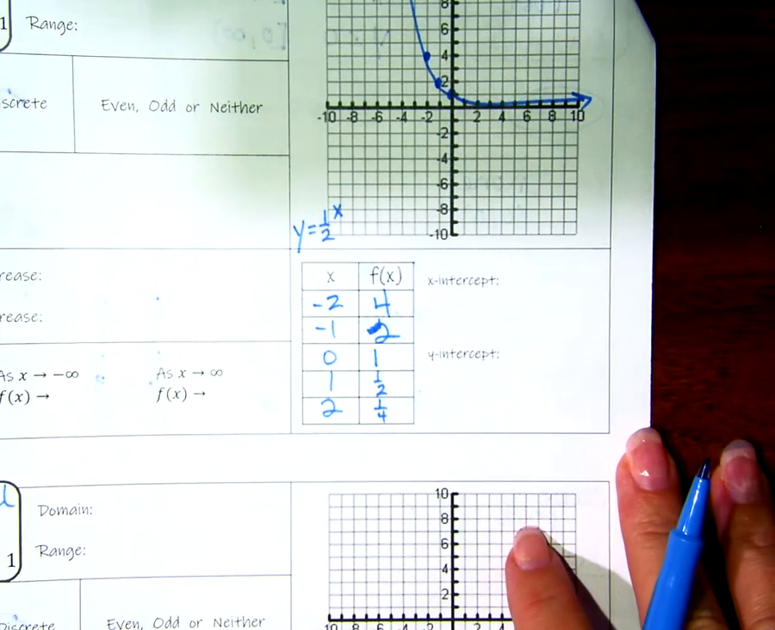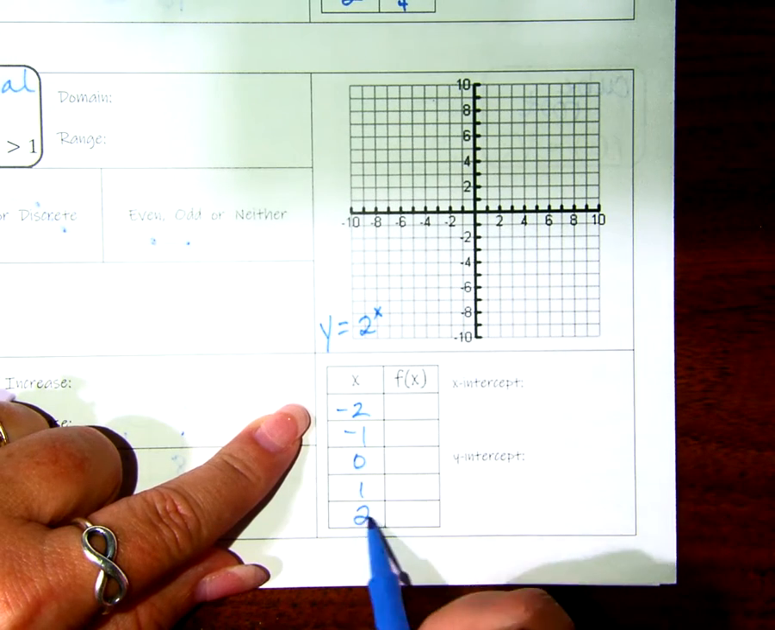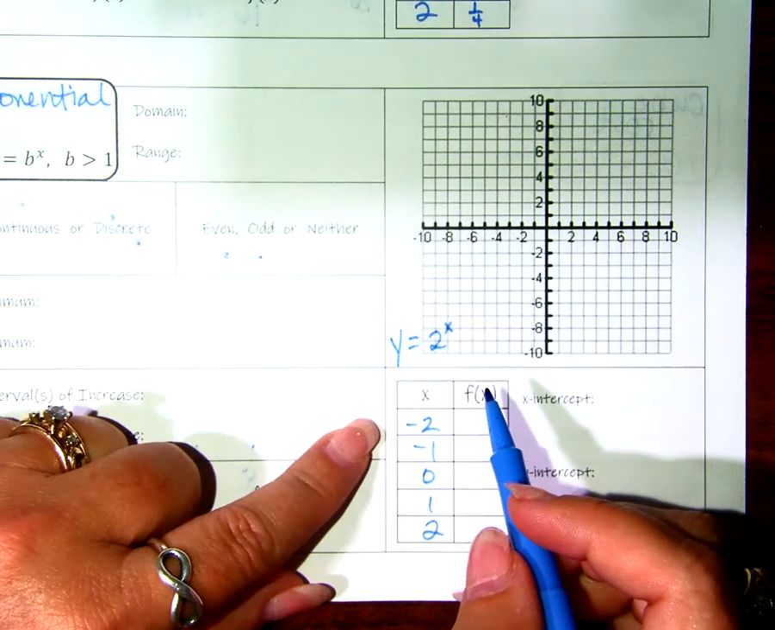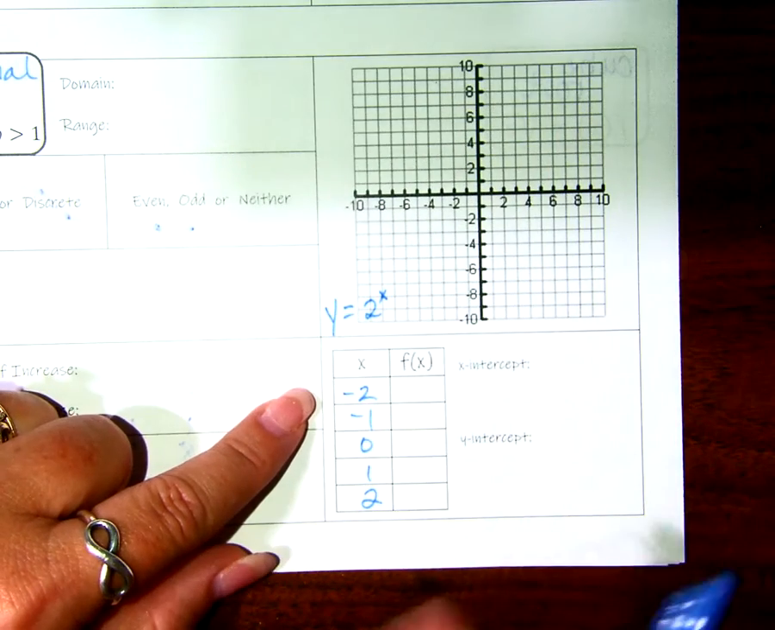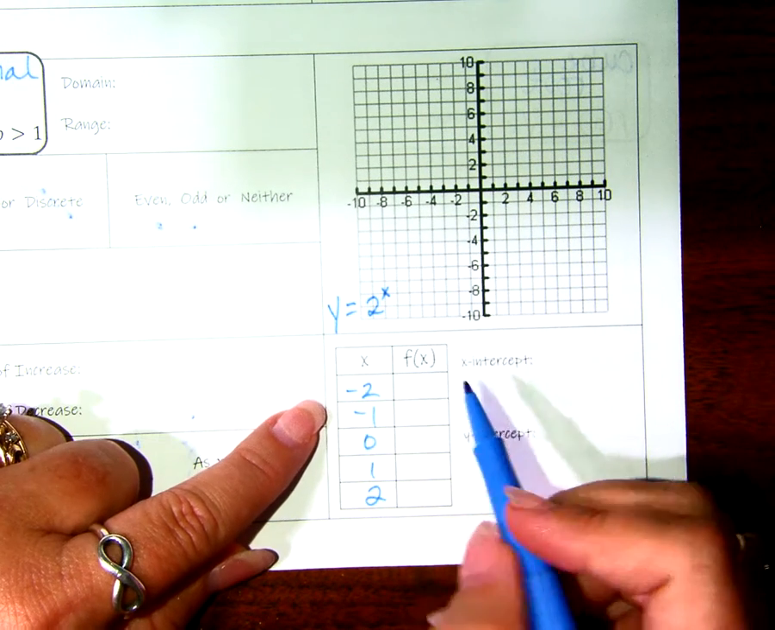You got the top one done? Okay. Bottom one? What? We'll talk about that in just a second if you can wait. Is that okay? It's a good question. I'm just not ready for it yet.